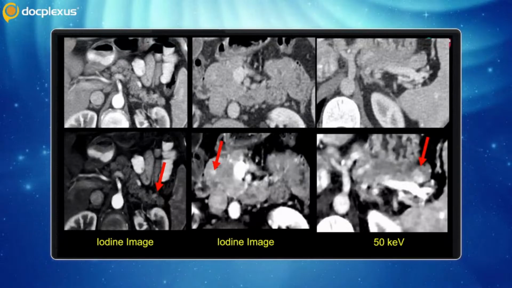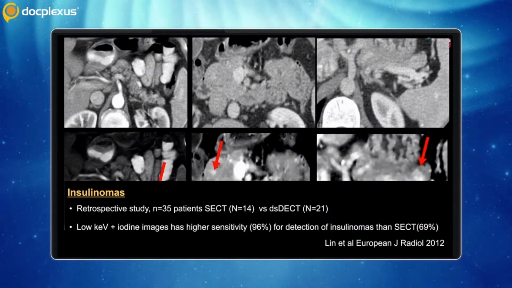So if you look at the study from Lin et al., who did a retrospective study for insulinomas, they found that a combination of low keV monoenergetic and iodine image provided the highest sensitivity for detection of insulinomas compared to single energy CT.